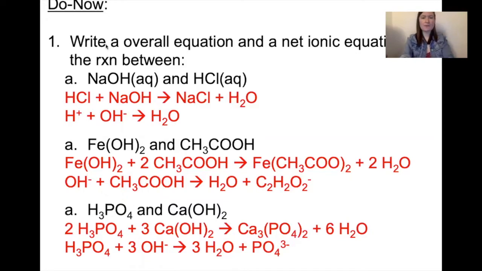Cool. You might notice that all 3 of these reactions are reactions between an acid and a base, right? That's what's called a neutralization reaction.